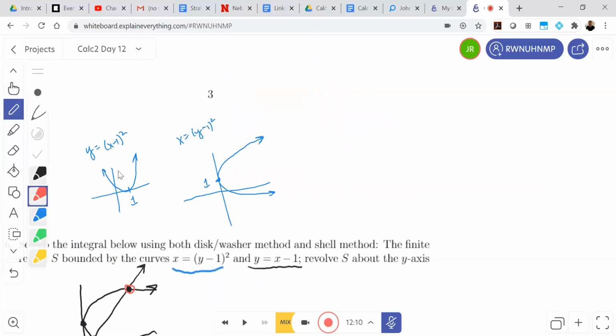We are looking for the point where x equals y minus 1 squared and y equals x minus 1 are equal to each other. But y equals x minus 1, that can be written as x equals -1 minus y. Nope, that's a lie. X equals y plus 1, right? Just adding the 1 to the other side. And so what we get then is we're looking for the point where y minus 1 squared equals y plus 1.